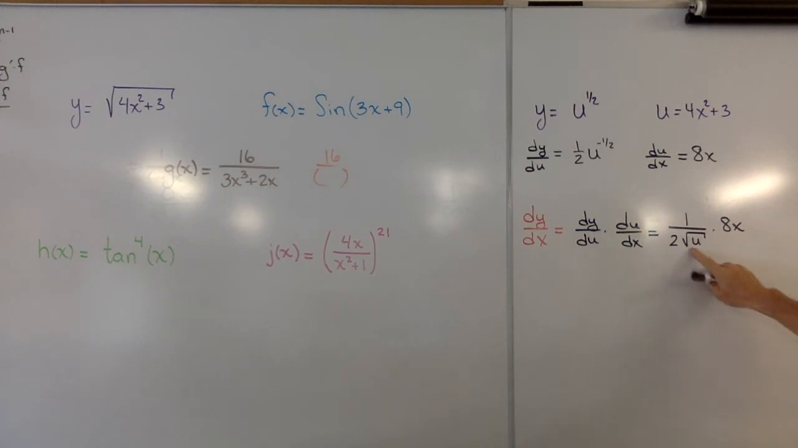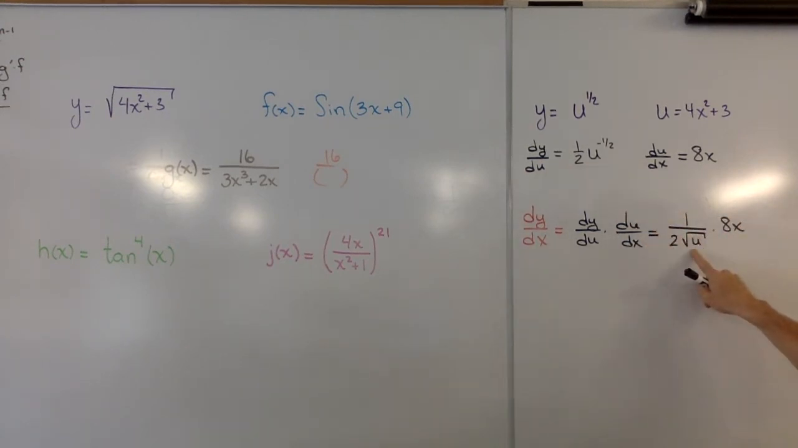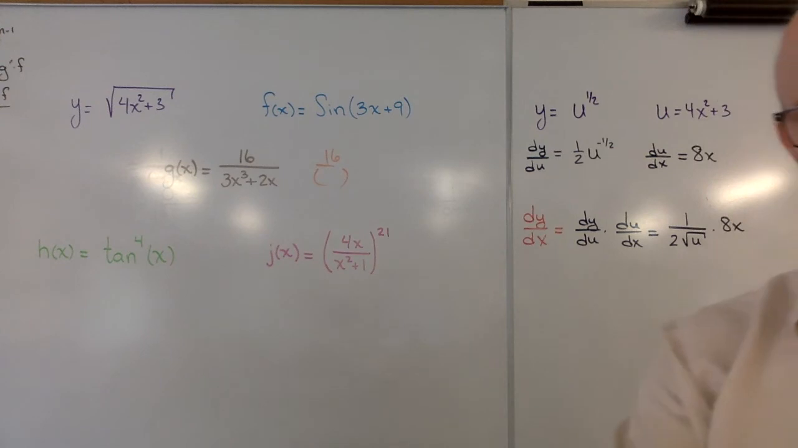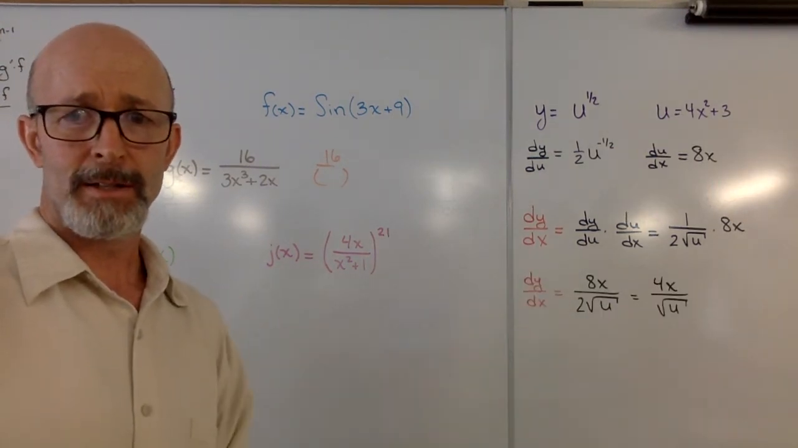So I hope you don't mind that I rewrote this. I know it's u to the negative 1/2. I wrote it this way. That's u to the negative 1/2 times du dx, which is 8x. And when I multiply those together, we will get this mess right here.